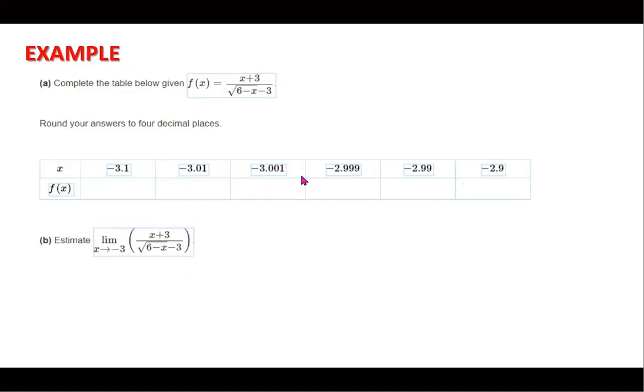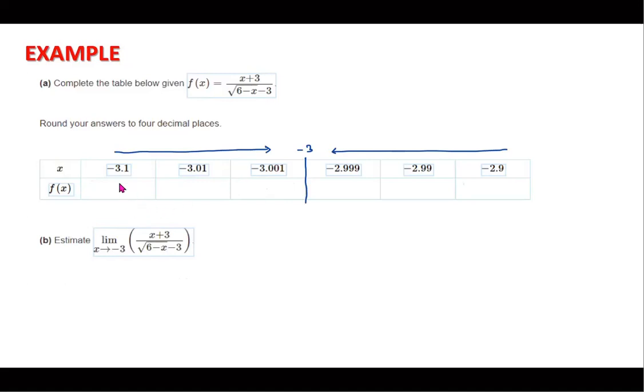If we look at this closely, these numbers are getting closer and closer to negative 3 from the left side. Also, if we look from the other side, we have negative 2.9, negative 2.99, negative 2.999, so we are also approaching negative 3 from the right. And we have to complete this table, writing all these values up to 4 decimal places.